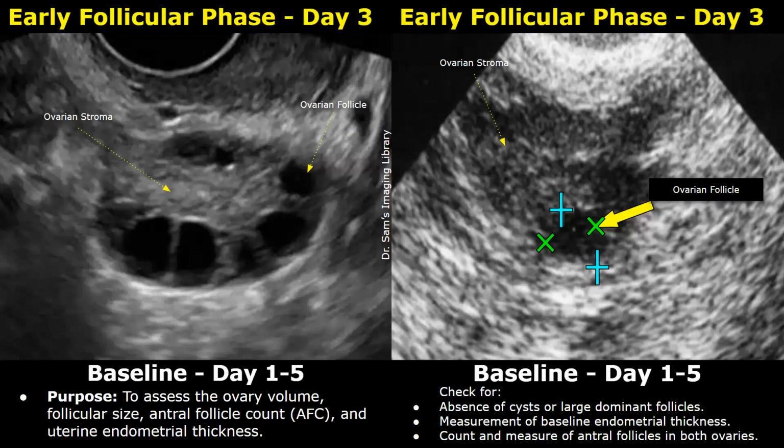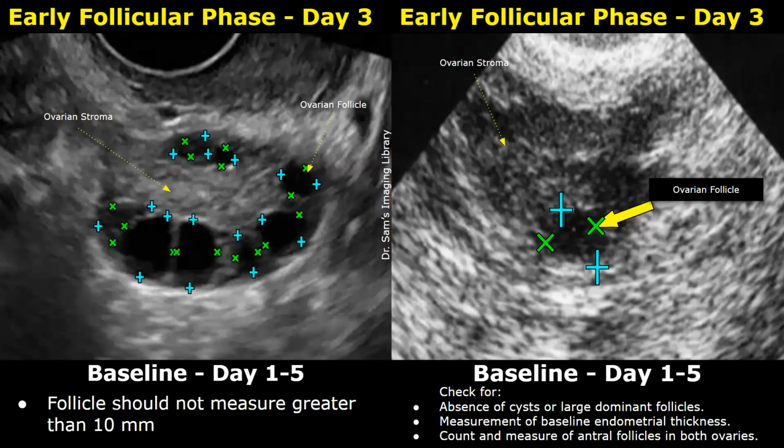The purpose of this scan is to assess the ovarian volume. Then determine the number of follicles that are present in the ovary, the antral follicle count, measure each follicle, and measure the endometrial thickness. You have to evaluate all these features in both the left and right ovaries. It is important to check for any ovarian cysts, large dominant follicles, or any other pathologies in the baseline scan.